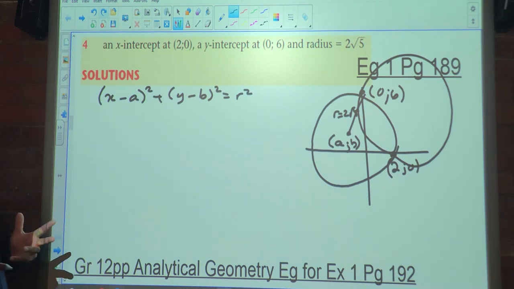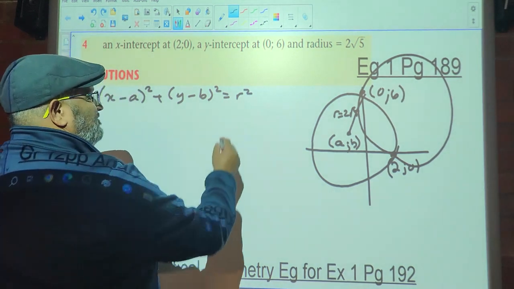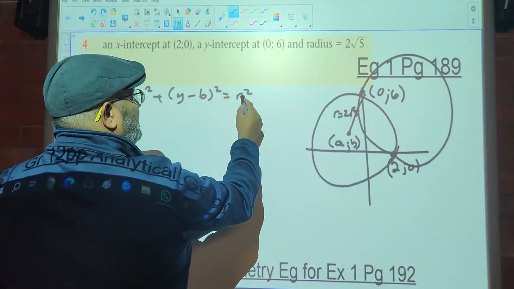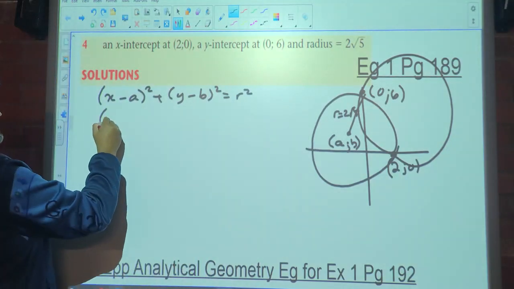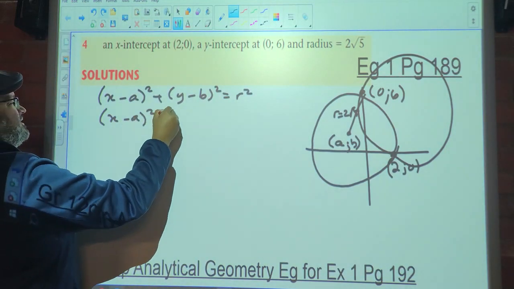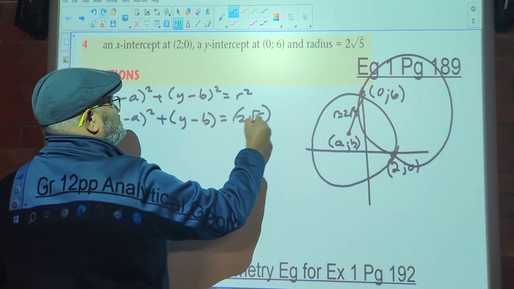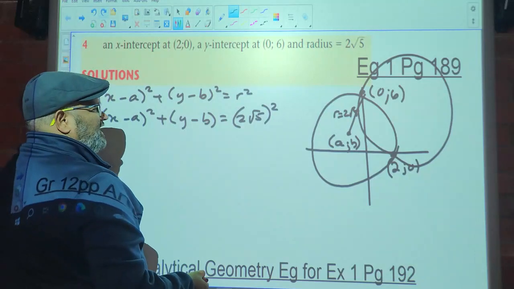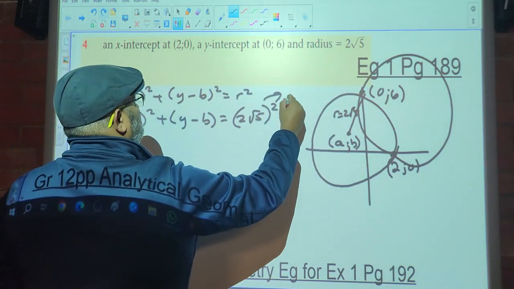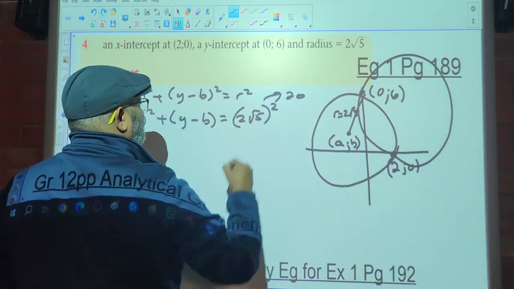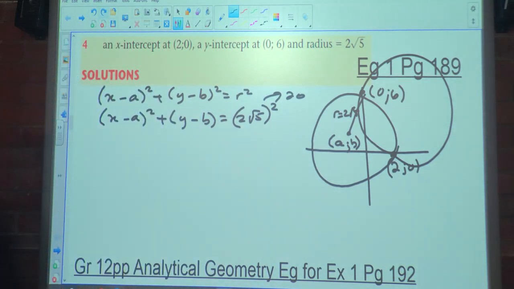Alright, so what do I have at this point? I have r squared. Not so, I have r. So this would read now (x minus a) squared plus (y minus b) squared equals (2 root 5) squared. And (2 root 5) squared is the same as 2 squared times 5, which is 4 times 5, which is 20.